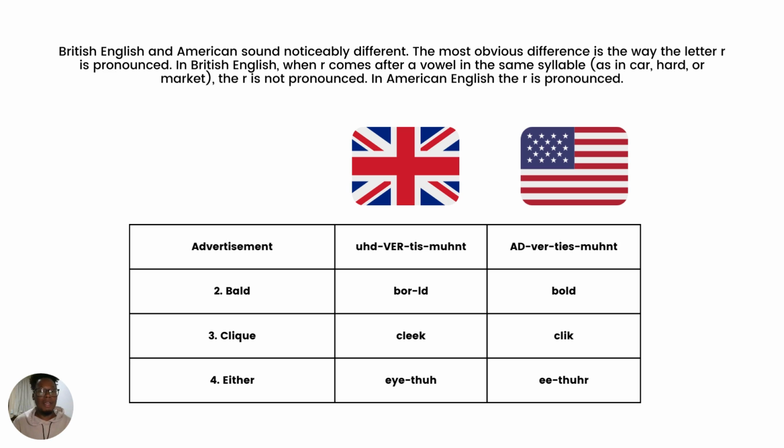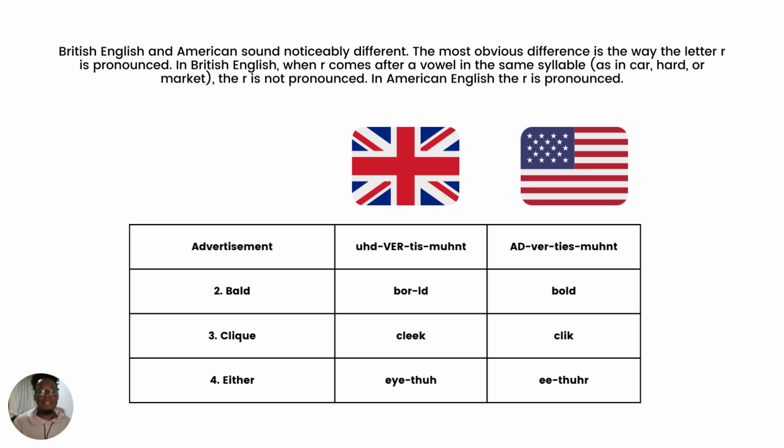Another example is hard. In American English it sounds hard. In British English it sounds hard. Another example is the word water. In American English that word sounds water, but in British English it sounds water. The R is not pronounced.